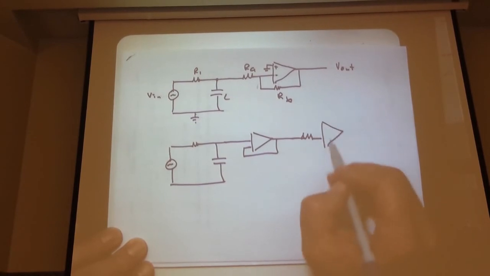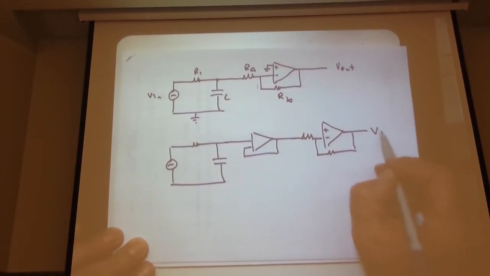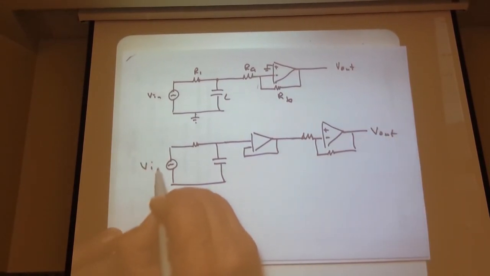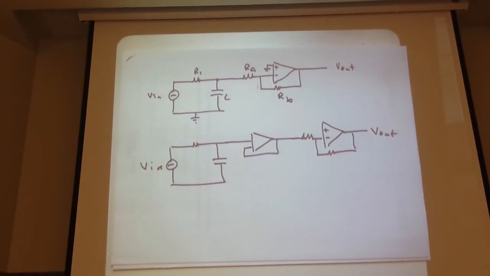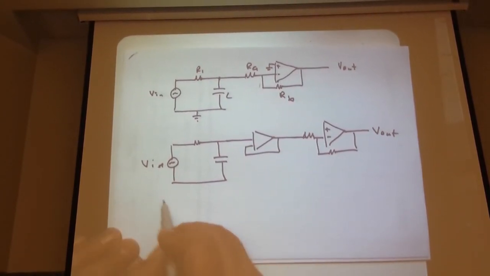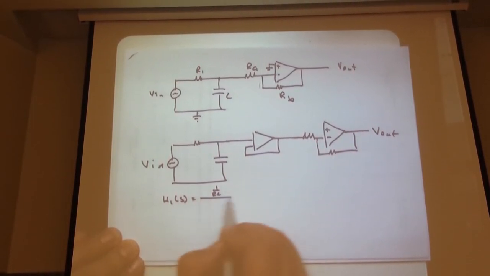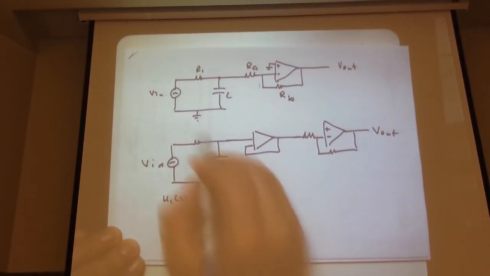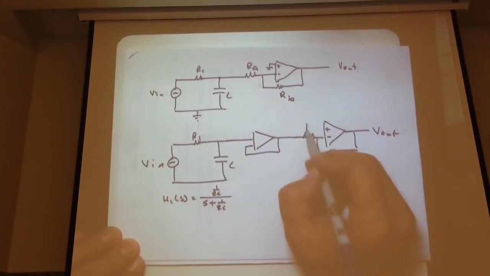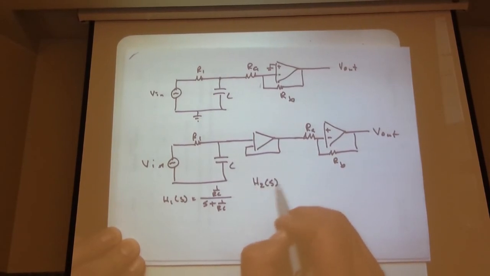How many stages are present now? To be complete, how many stages are present? 3. There are 3 stages. One of them is trivial, right? We have an H1 of S equals 1 over RC, S plus 1 over RC. It's R1, that's C, that was RA, RB. We have H2 of S equals 1.